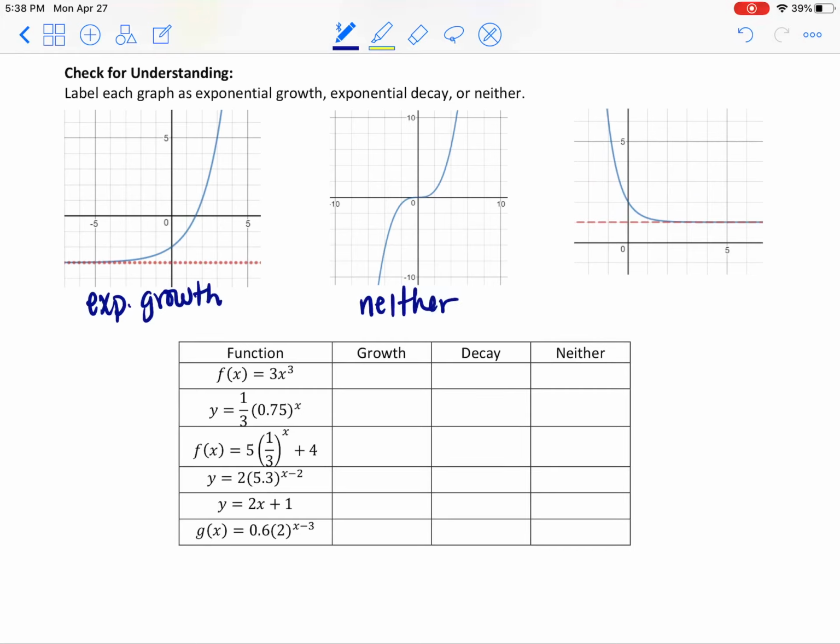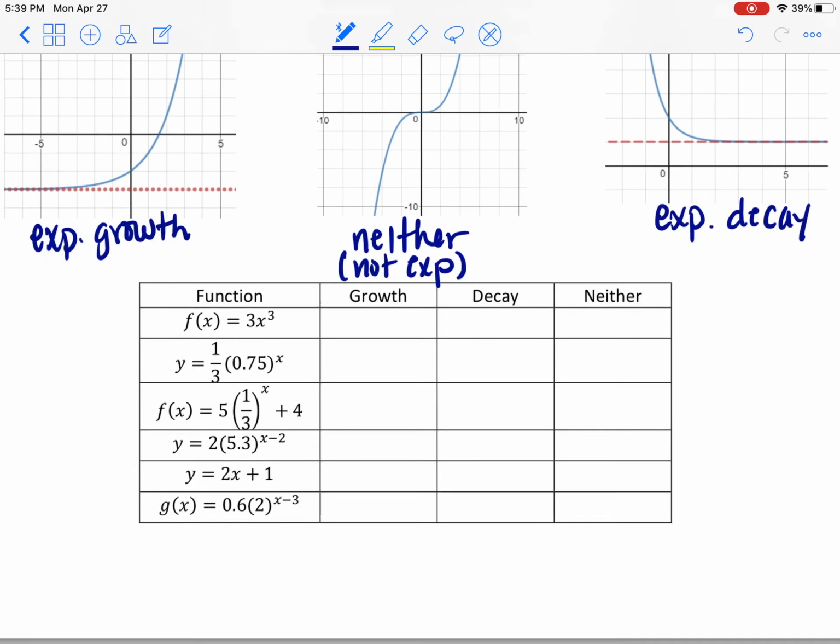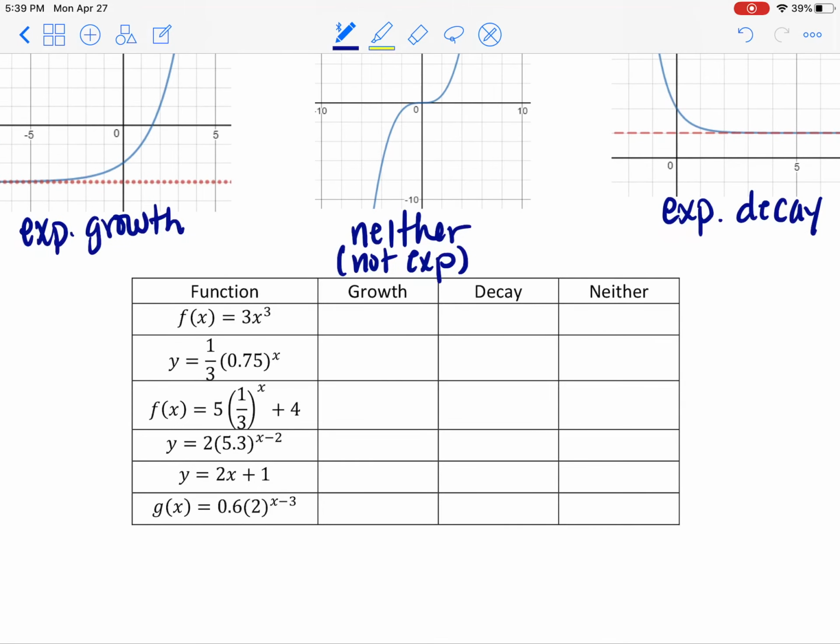How about the second graph there? Nope, no horizontal asymptote in that graph, which tells me there's no restriction. This is probably a polynomial function, likely of degree 3. So this is neither. It's not exponential. Okay, and then this last one we can see is definitely exponential decay. It looks like those second ones that we put up there.